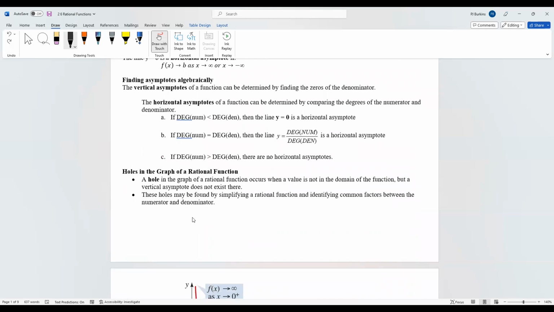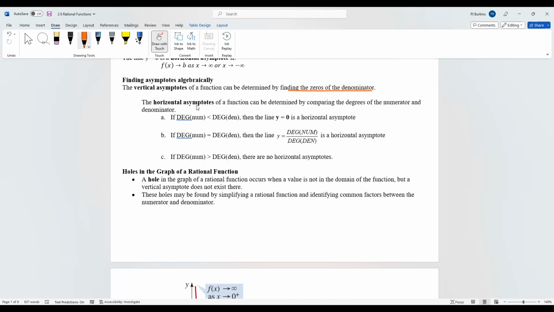So those are all of the rules. The question is now, how do we actually determine these, right? We can see them graphically. We know why they're asymptotes. How do we find them? So, finding asymptotes algebraically. The vertical asymptotes are pretty simple. You just have to figure out where the denominator has a 0. So you would set the denominator equal to 0 and solve.